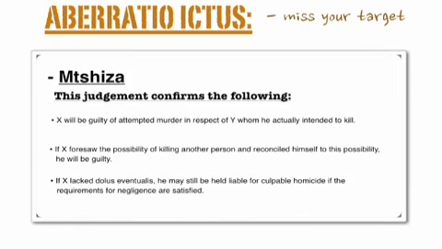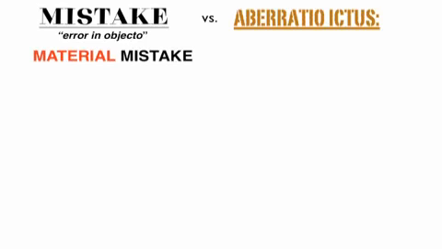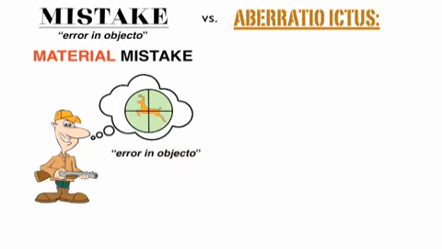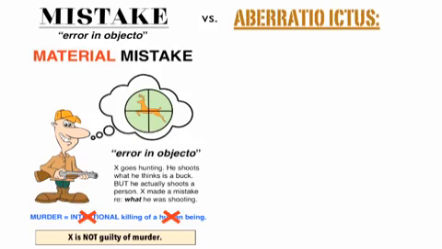Let's compare a mistake, an error in objecto, with aberratio ictus. Let's look at the material mistake. For example, X goes hunting. He shoots what he thinks is a buck, but he actually shoots a person. X made a mistake regarding what he was shooting. Here, he did not have intention to kill a human being, and therefore X is not guilty of murder.